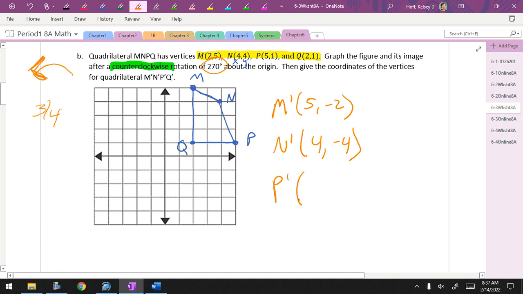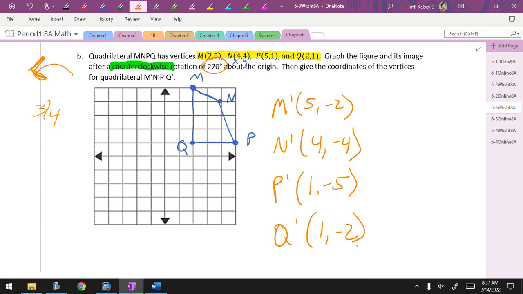P prime. It's rotated sideways. Just think of it as brand new, and all I'm asking you for are the coordinates. Allison? (1, -5). And Q prime, Liana? (1, -2). Nicely done, you guys. All right. Rotate your paper back to normal, and put the points that we just wrote up there on your graph, labeling them M prime, N prime, P prime, Q prime.